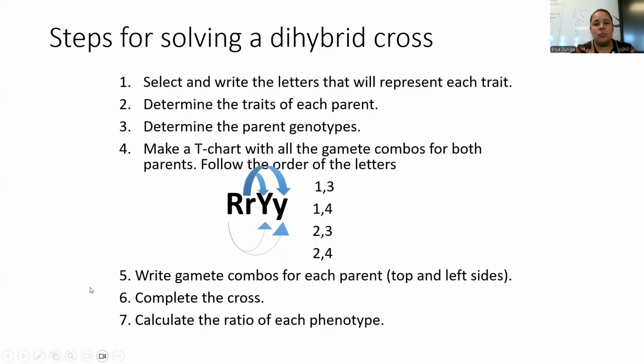But what you end up getting is kind of like the FOIL method in mathematics, where you combine the first letter and the third letter. Okay, so you have capital R, capital Y. Or you can combine the first letter with the last letter: capital R, lowercase y. Or you can combine the second letter with the third letter, lowercase r, capital Y. Or you can combine the second letter with the fourth letter, which would be lowercase r, lowercase y. Okay, so this is important in dihybrid crosses. Let me show you what I mean by that.